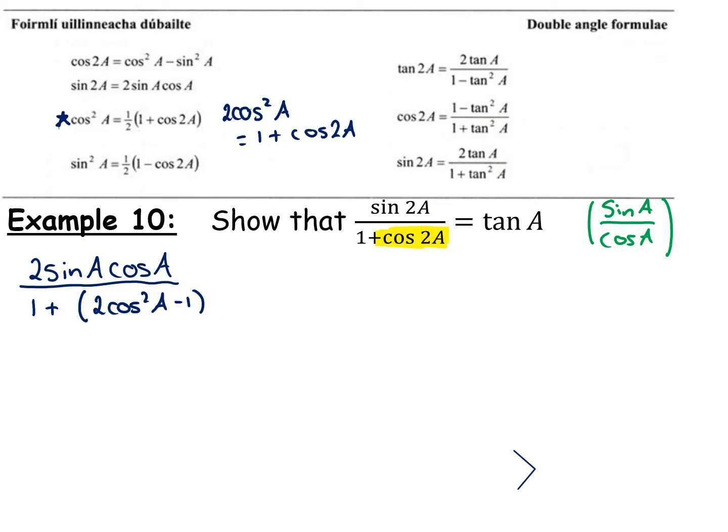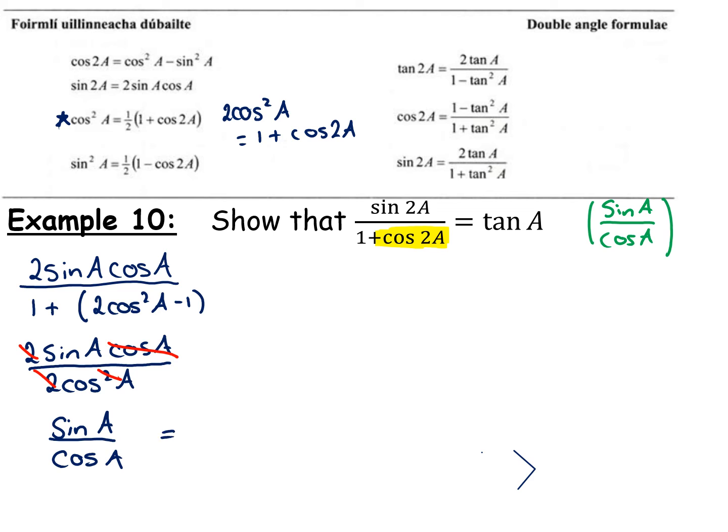A little bit of cleanup. 2 sine a cos a over 1 plus 2 cos squared a minus 1. The plus 1 minus 1 goes to 0, and we get 2 cos squared a. Now the 2's will cancel. One of my cos will cancel with one of my cos above. Remember, everything is multiplying, so this is fine to do. Sine of a over cos of a, and that breaks down to tan of a, exactly what we were asked. QED.